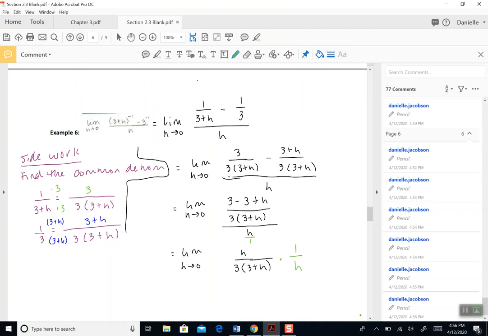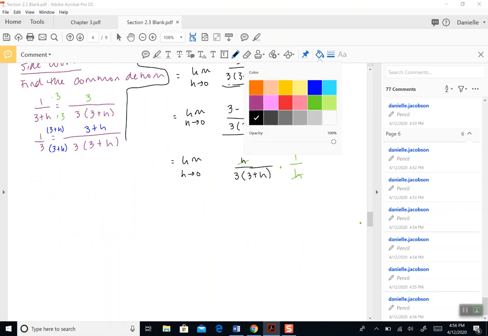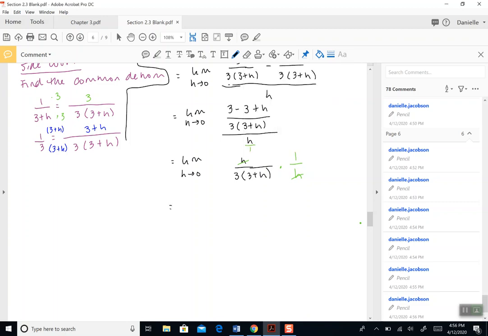All right, now this is exactly where we want to be. Remember, our goal was to get rid of this h so we could run our limit through. If you look at what we have at this point, we have an h in the numerator and an h in the denominator. h divided by h is 1, so we are able to divide that out, which leaves us with the limit as h goes to 0 of 1 over 3 times (3 plus h).